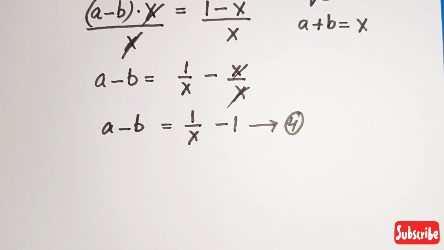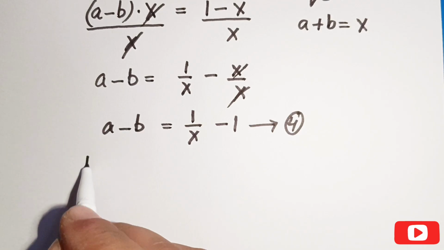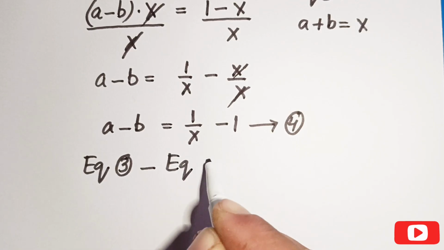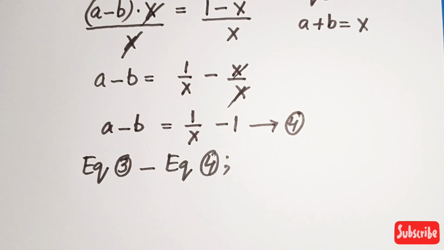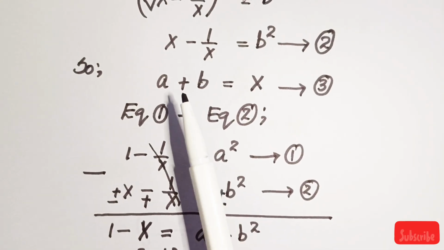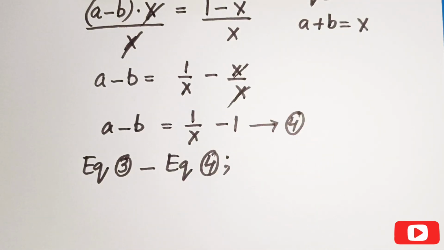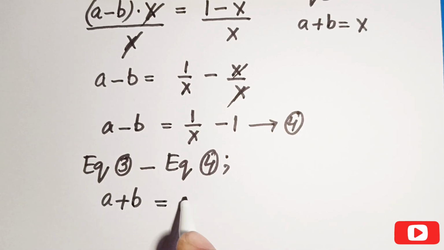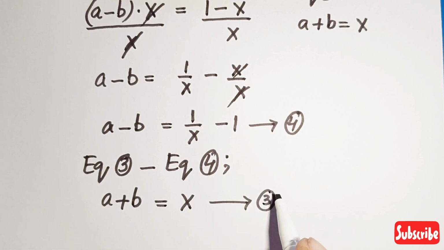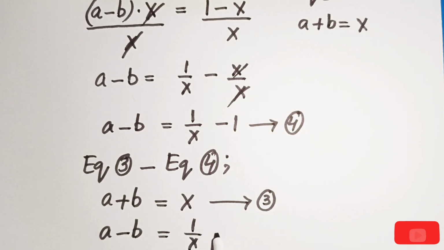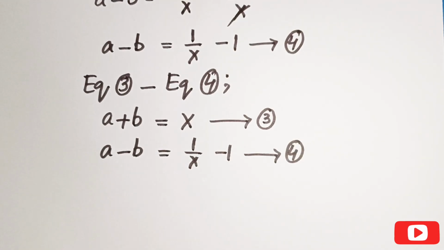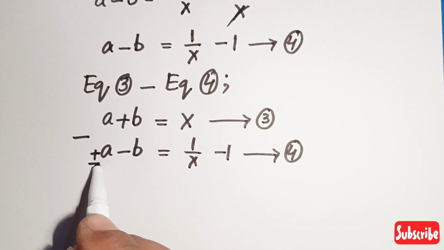So now we are going to subtract equation 4 from equation 3. Our equation 3 is a plus b is equal to x, and our equation 4 is a minus b is equal to 1 over x minus 1. Now we have to subtract these equations. So for subtraction we need to change the sign.